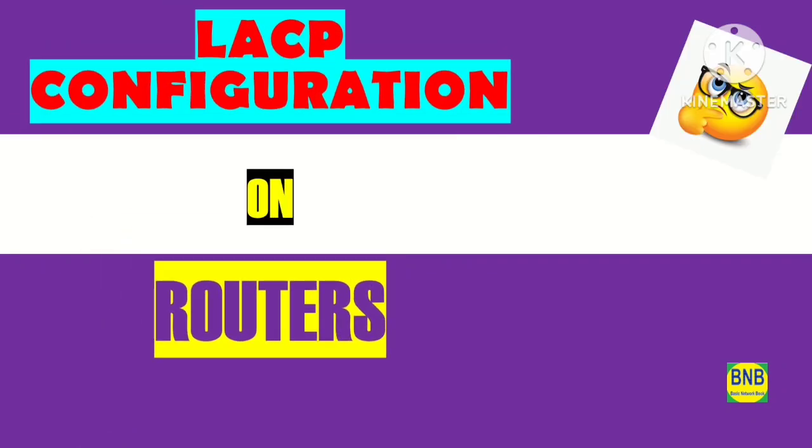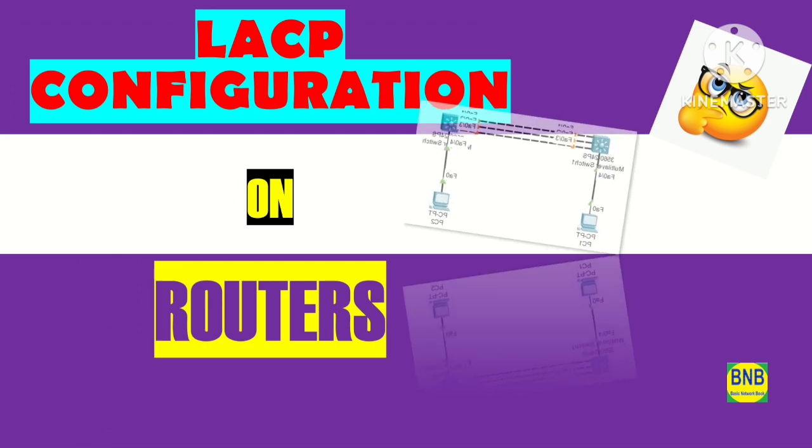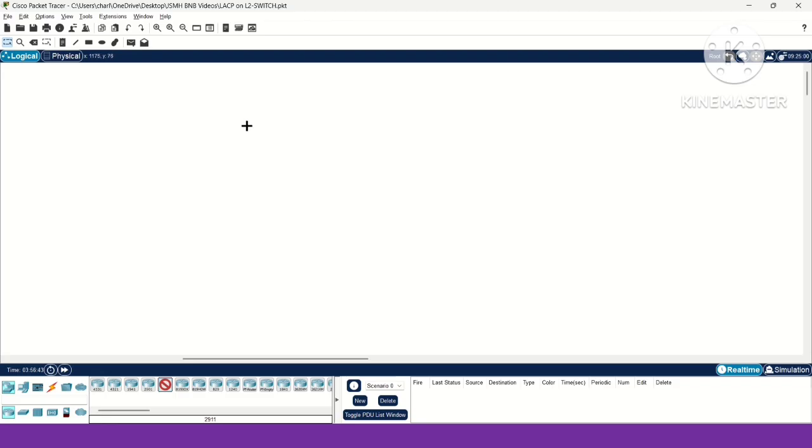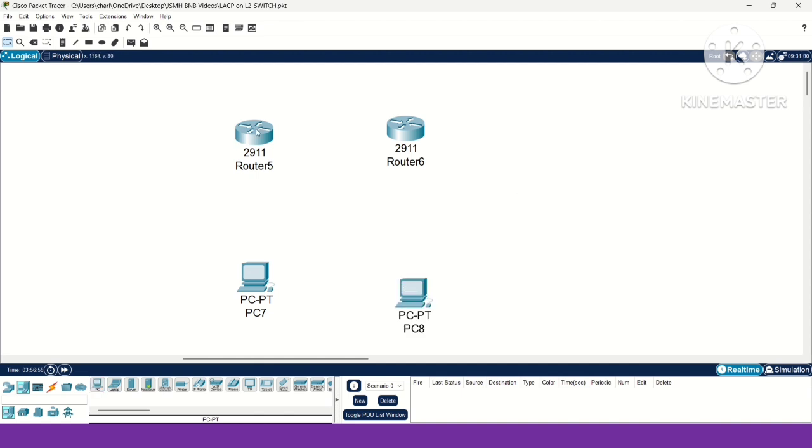Today's topic is LACP configuration in routers. So using a mini topology, we are going to check how it works. Let's take two routers, which are 2911, and let's take two systems to check the traffic flow across the bundle that we are going to create between the two routers.